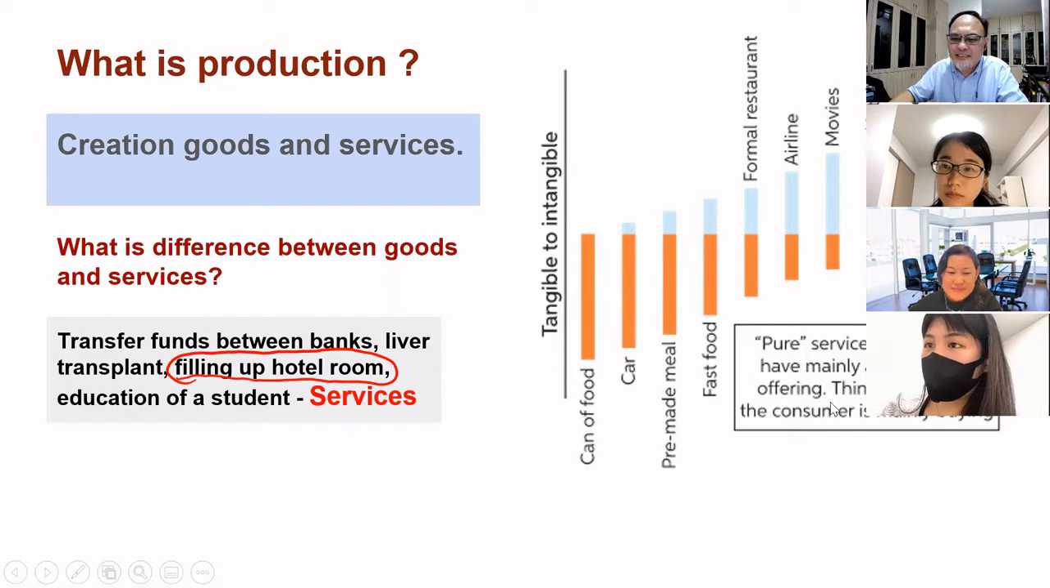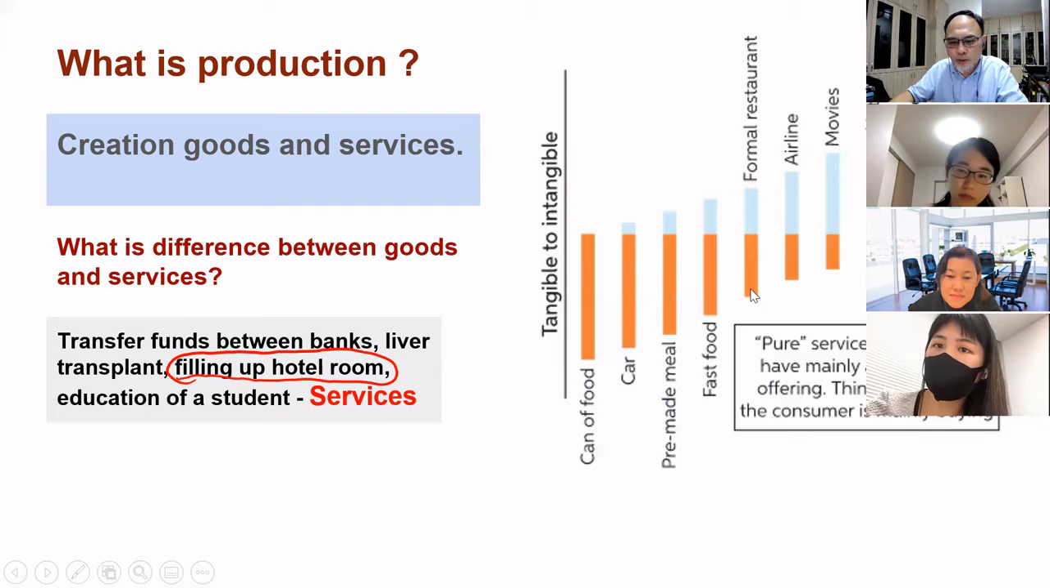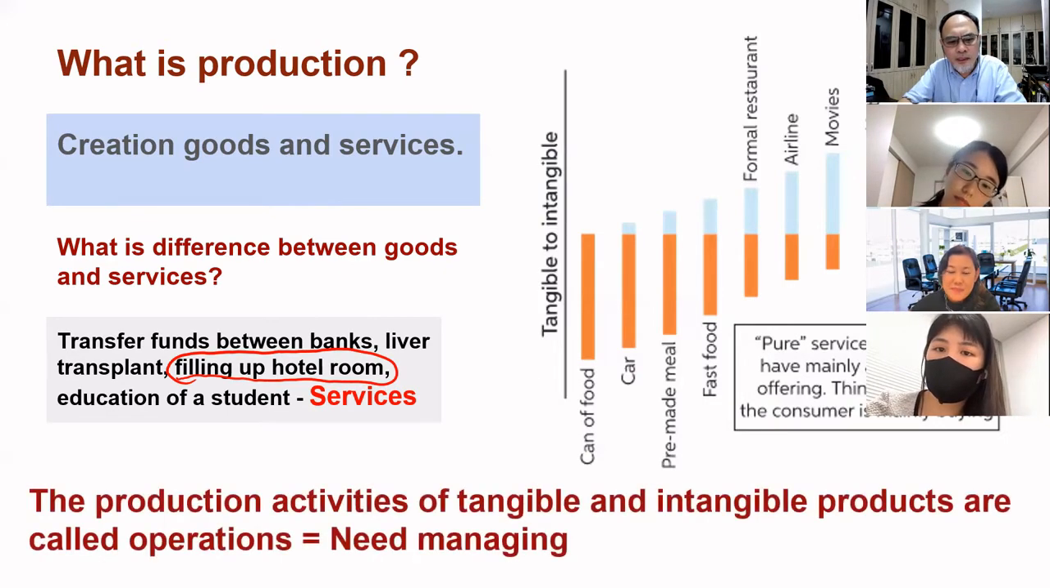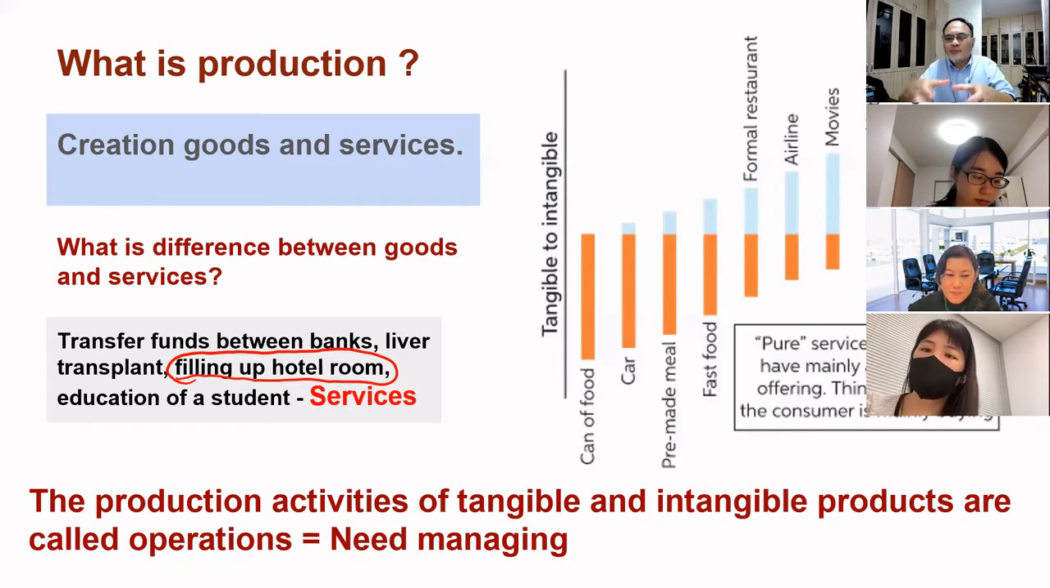But anyway, this is the spectrum. We call it spectrum, the differences between the amount of service. The blue is the service. The orange is the product component. If you sell cars, of course, there is service because you need to send it for repair and so on. So the production activities are intangible, and intangible needs to be actually managed. It's called operations, because you want to manage the production activities. Basically, making work.